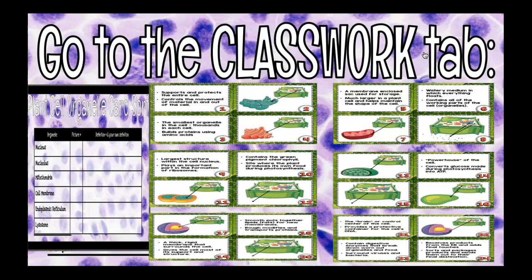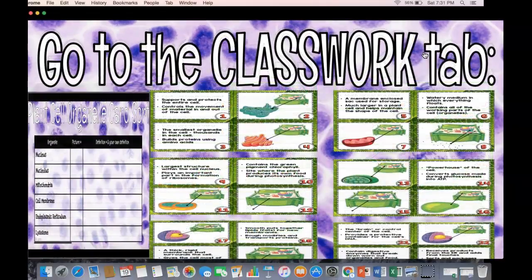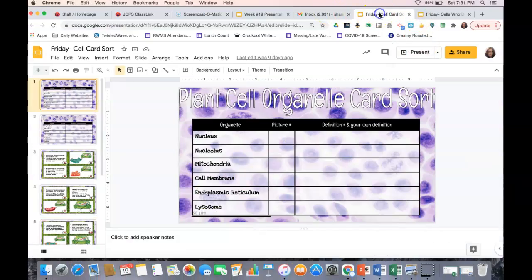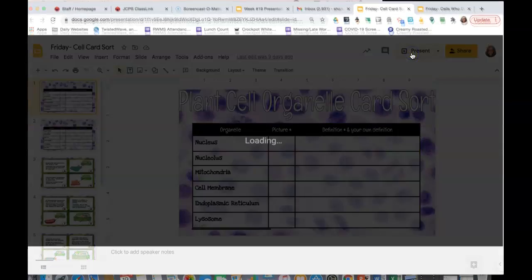So the first activity we're going to do is under the classwork tab. It's your cell card sort activity. You can find it under the classwork tab. I'm going to go ahead and pull my copy up so that I can go over it with you.